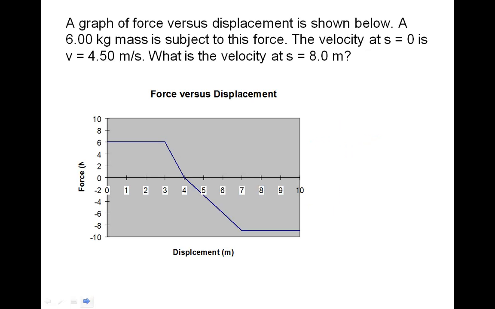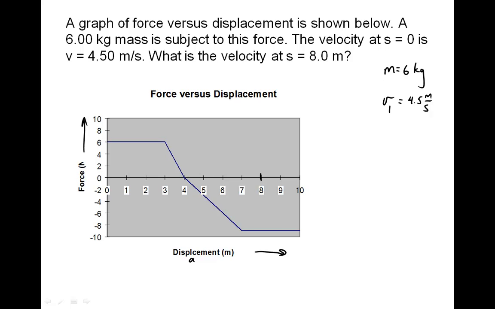I have a graph here, force versus displacement. Force is along this axis, displacement is along that axis. And I'm given that the mass of the object is equal to 6 kilograms. I'm told that the initial position, which I've called S here, and that should be displacement. At this initial position, my velocity, I'm going to call that velocity 1, is equal to 4.5 meters per second. And I'm interested in the velocity at 8 meters, which is right here.